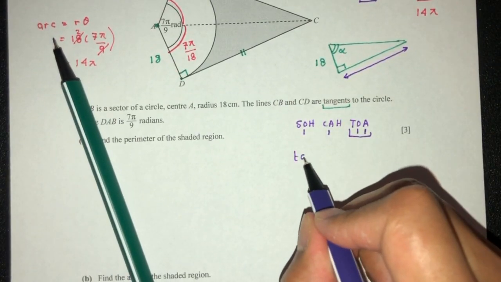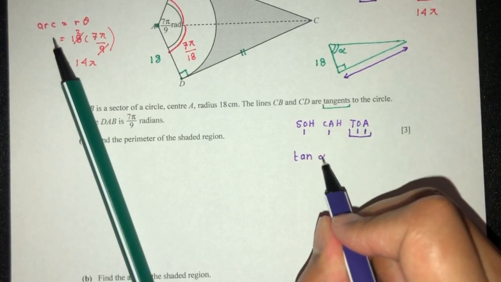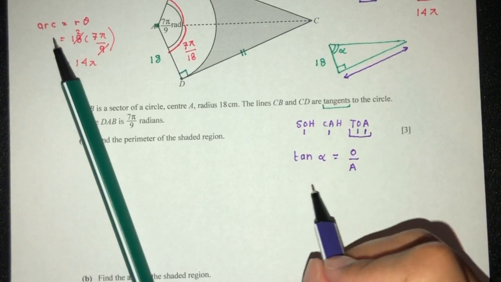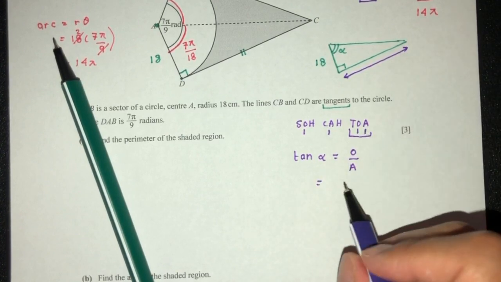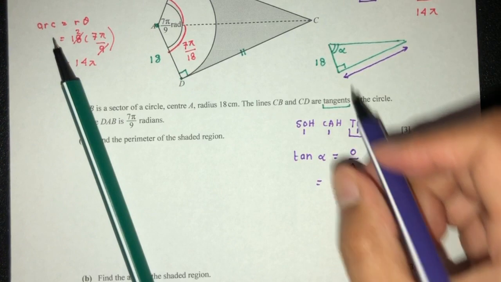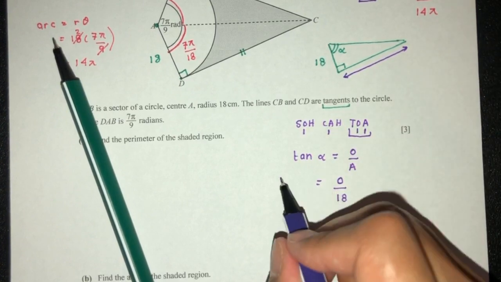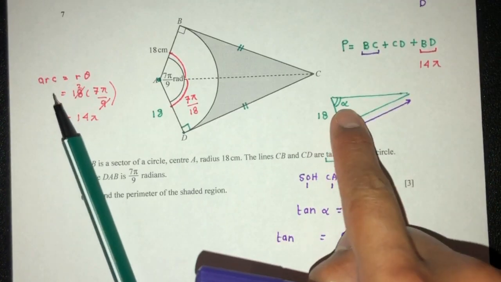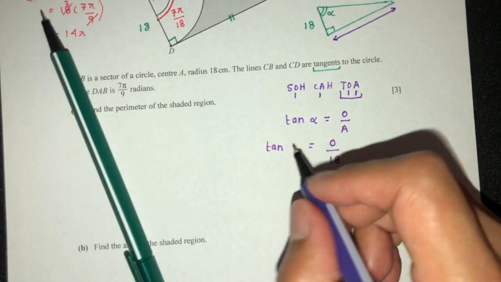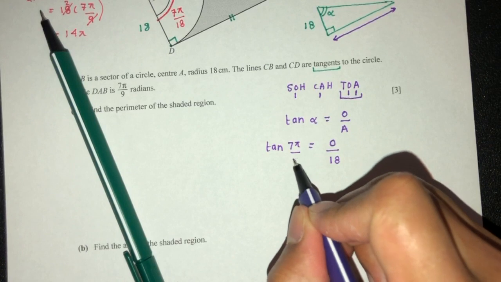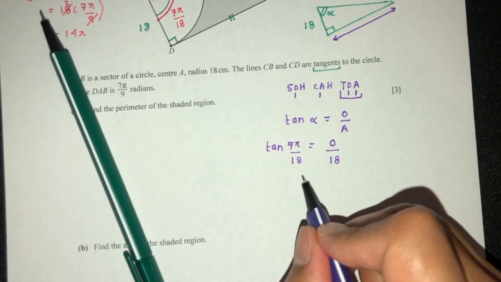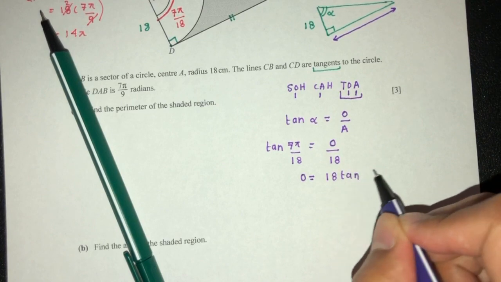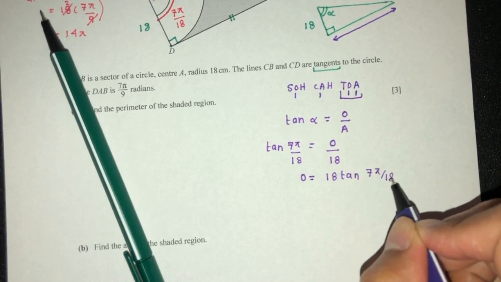We can use tan of the angle alpha is equal to O over A. So that will be O, we don't know, we're trying to find the O side, over A, which is 18. Again, that is tan alpha. Alpha is the angle over here, 7 pi over 18. So to find the value of O, that will be 18 tan of 7 pi over 18.